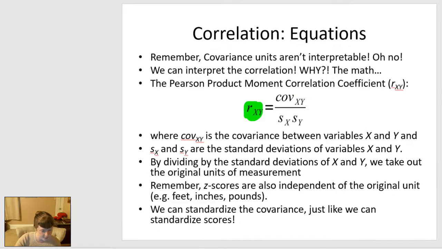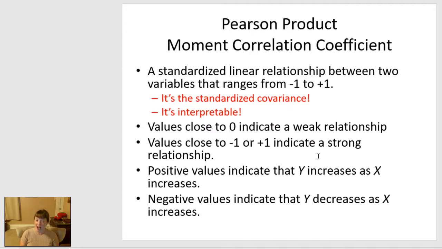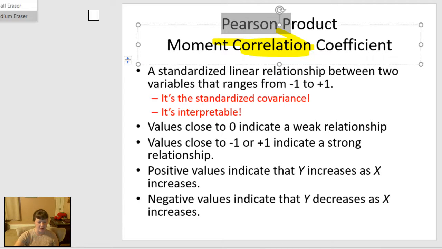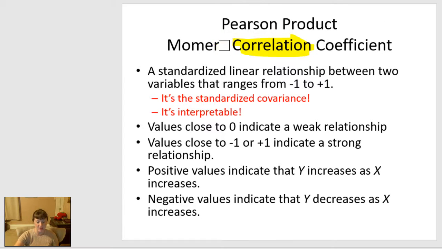Here are some things to note about it. One, because you have divided by the two standard deviations, it is what's called mathematically bounded. Unlike the covariance, which could range from negative infinity to positive infinity based on your original units of measurement, the Pearson product moment correlation coefficient, such a mouthful, we just end up calling it the correlation, can only range from +1 to -1. That is what happens when you divide by the two standard deviations. It can never, never, never be greater than +1 or less than -1. And so it's interpretable. It's a standardized covariance.